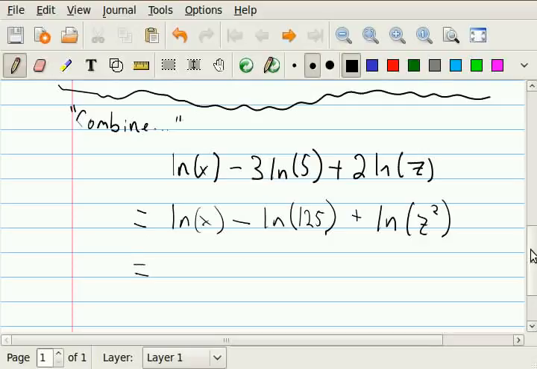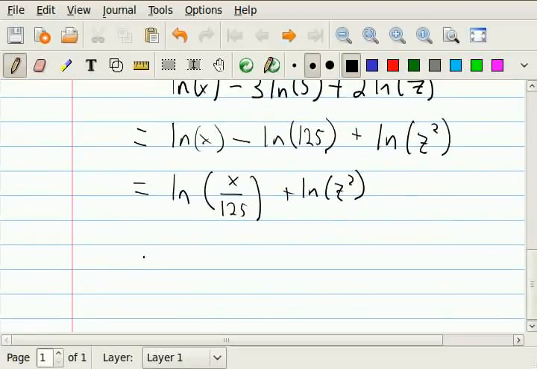So now I have to use the other rules, which happen to tell me what to do when I'm subtracting or adding logs. Now I need to start here because the order of operations tells us, when we have an expression to simplify, we start from left to right, doing exponents, then multiplication and division, and then finally addition and subtraction. So I'm not going to add these two together because I have natural log of x minus natural log of 125 first. So the second rule tells us that that is the same thing as natural log of x over 125.